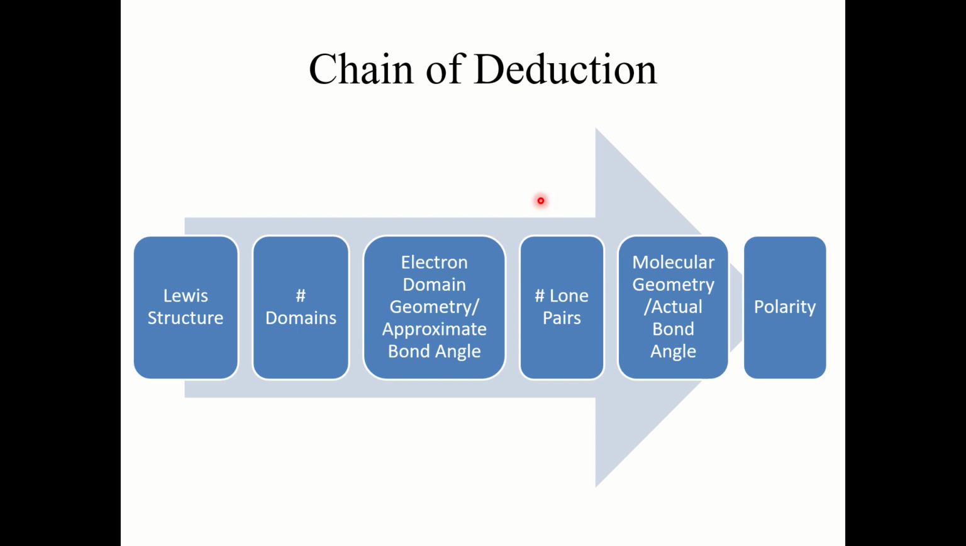Alright, so the overall chain of deduction here is you've got your Lewis structure. So draw your Lewis structure, find the number of domains, find the electron domain geometry, then count your lone pairs, find the molecular geometry and the actual bond angle, and then finally consider the molecular geometry and the electronegativity values of those atoms and determine the polarity of the molecule.